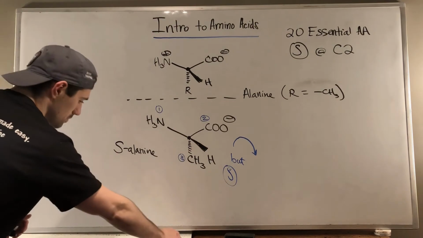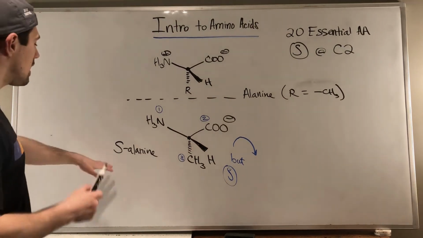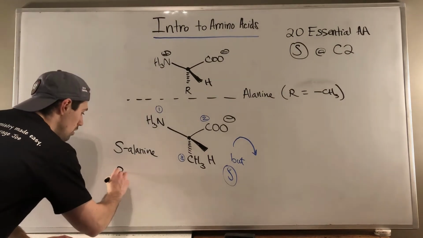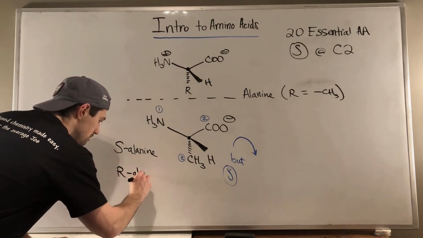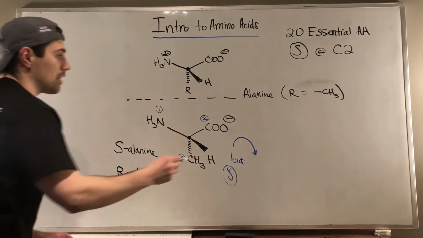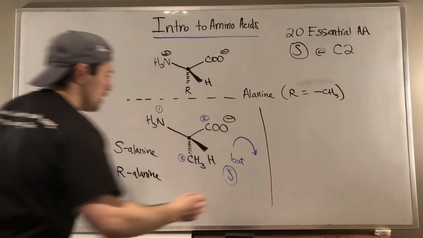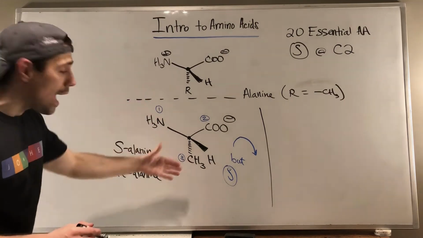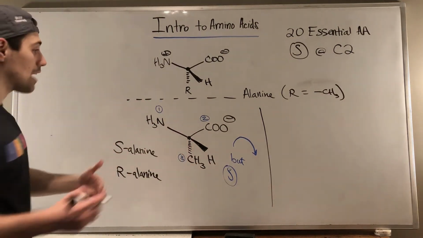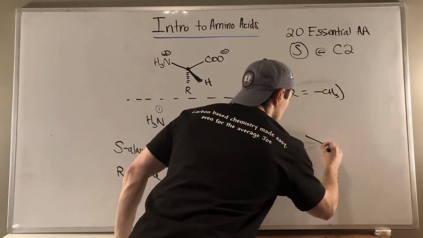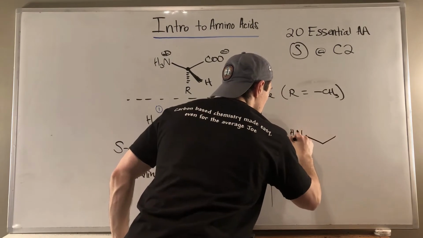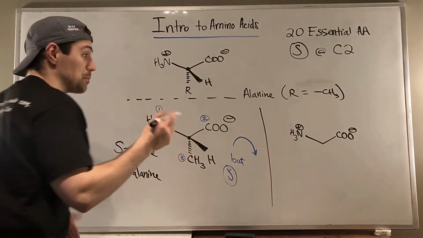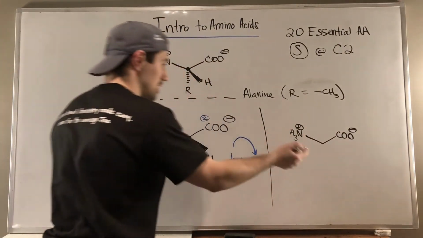So when you're looking at amino acids, if someone tells you to draw the S version of something, we can absolutely draw R-alanine. And actually what that looks like, I just have to switch that, I have to make that methyl group wedged and the hydrogen dashed. So it would look like this. I keep my amino group and my deprotonated carboxylic acid, my carboxylate, like that.